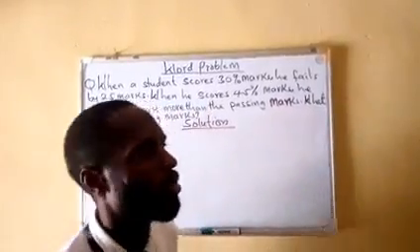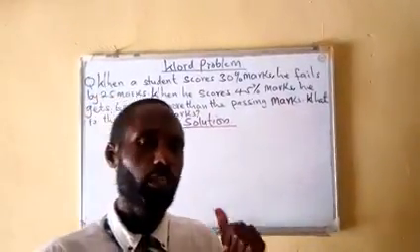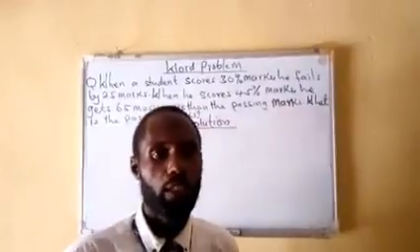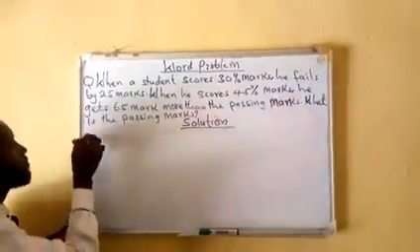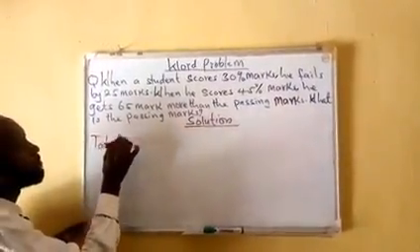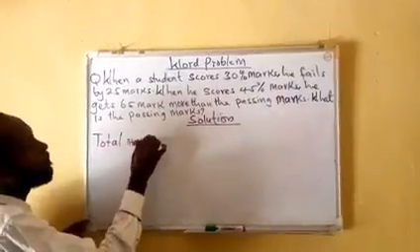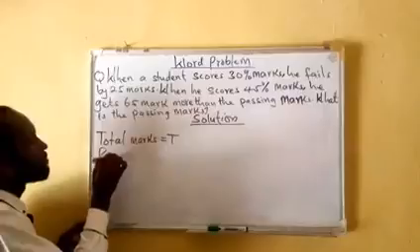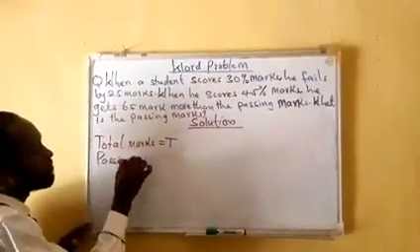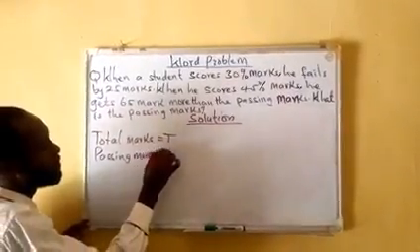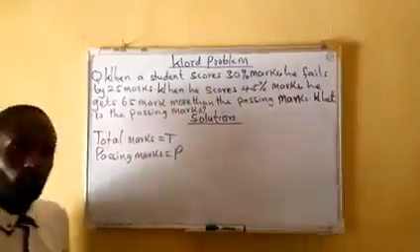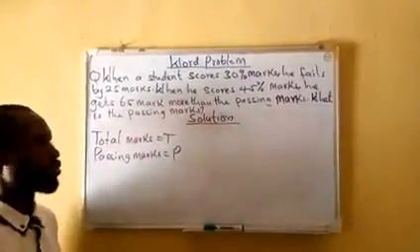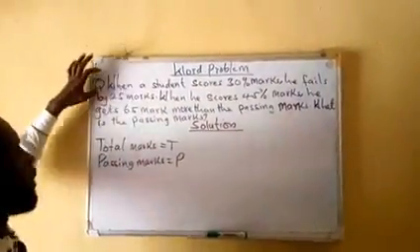So let's now call our total marks T, and the passing mark we call P. So total marks is equal to T. The passing mark we call it P, because they are all unknown to us. So we now go back to our question.